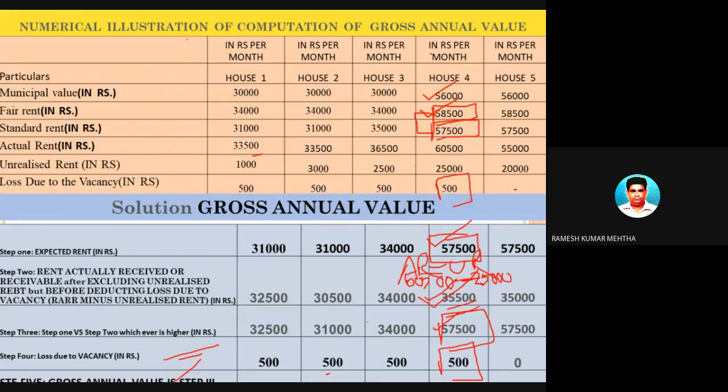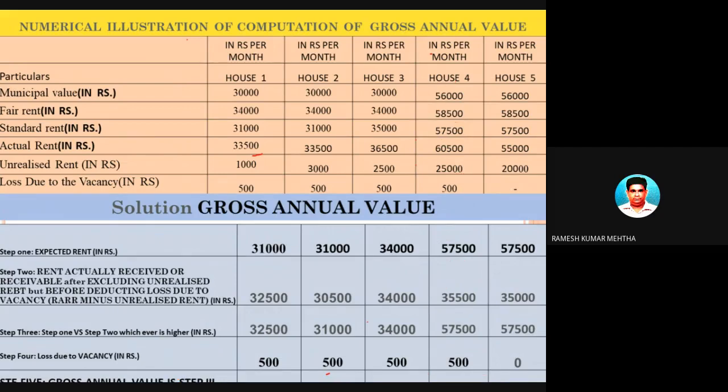Step number 5 is the difference between step number 3 and step number 4. That is 57,500 minus 500 is 57,000. So this is the gross annual value of the house property. Hope you have understood this part as far as calculation of gross annual value of the house property is concerned. Let's talk about house number 5 and let's calculate step 1, 2, 3, 4, 5 and gross annual value.